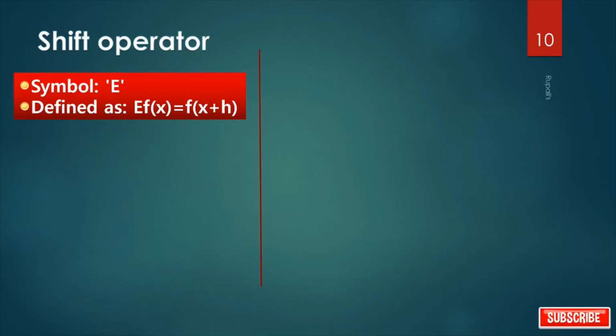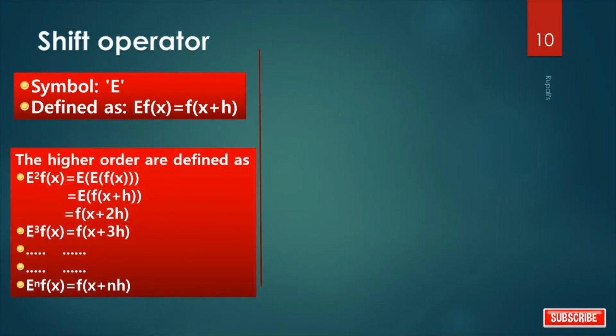Now, shift operator. Symbol is capital E, defined as E f(x) equals f(x plus h). The higher order are defined as E square f(x) is E into E f(x). What is E f(x)? It is f(x plus h). So, it is E f(x plus h). And what is E f(x plus h)? In place of x, you have to write x plus h. So, we get f(x plus 2h). So, E square f(x) means f(x plus 2h). E cube f(x) means f(x plus 3h). In this way, E to the power n f(x) means f(x plus nh).